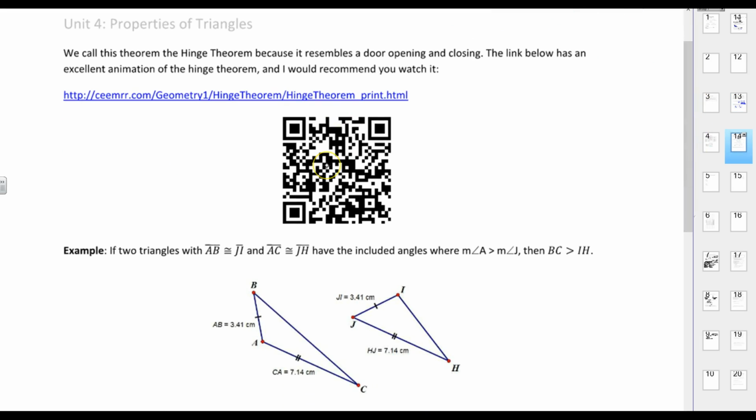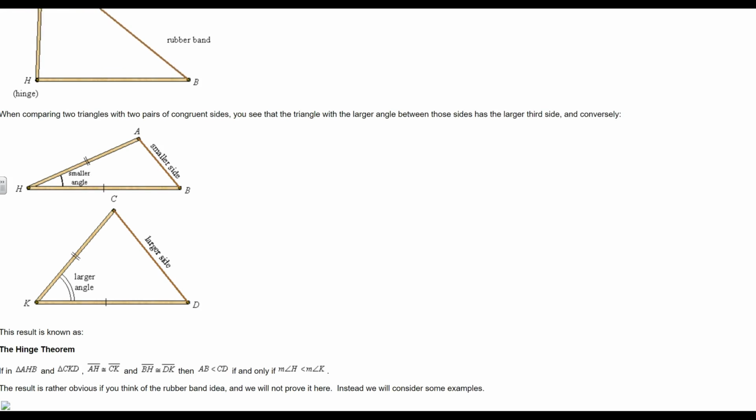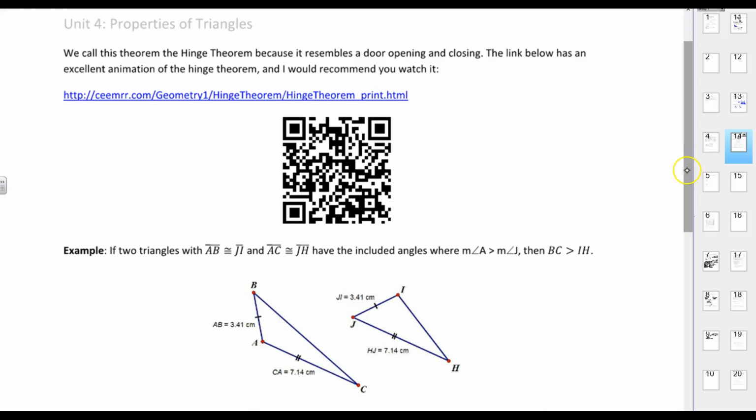If you go to this link here, and actually I've got it pulled up on our video here, you can see it in action. So what it basically states is that if you've got two sides that are the same length, as you widen your hinge angle, that side length AB, think of it as the rubber band, it gets larger. So the larger the angle, the longer the side. The smaller the angle, the smaller the side. Okay? And let's keep going with that.